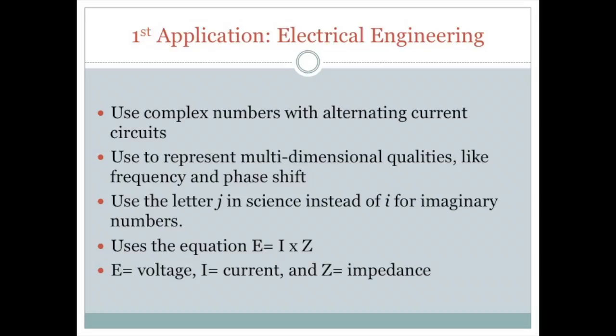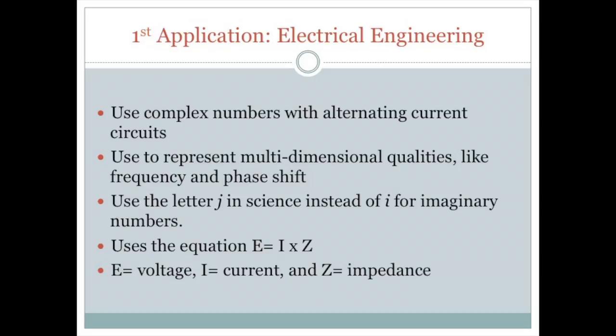The voltage, impedance, and current of these circuits are all multidimensional because they alternate in frequency and phase shift. Because of this multidimensional characteristic, complex numbers are used. Complex numbers make expressing all of these factors easier.